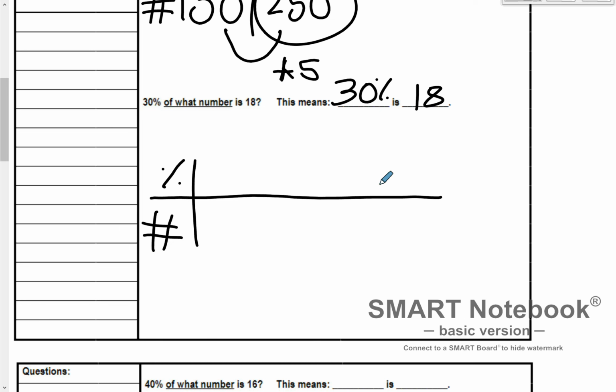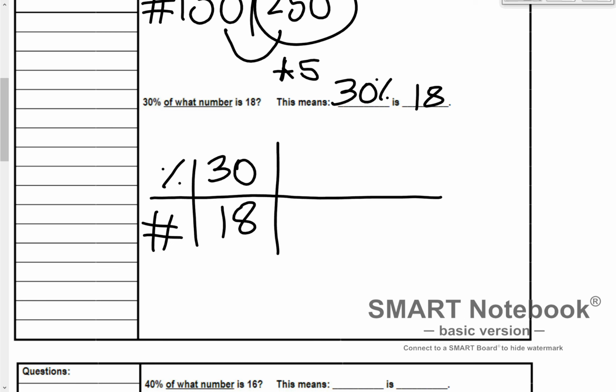Okay, then we're going to fill in our first ratio. 30% is equal to 18. Now I'm going to think to myself, can I go from 30 straight to 100? No, because if I count by 30s, it'd be 30, 60, 90, 120. I'd skip over that 100. So I'm going to have to get 30 down to a number that I could then get back up to 100. So start thinking about what I could get 30 down to that I could then get back up to 100.